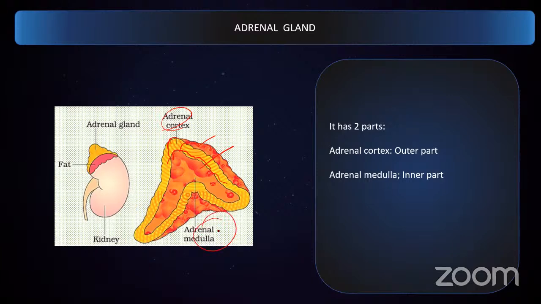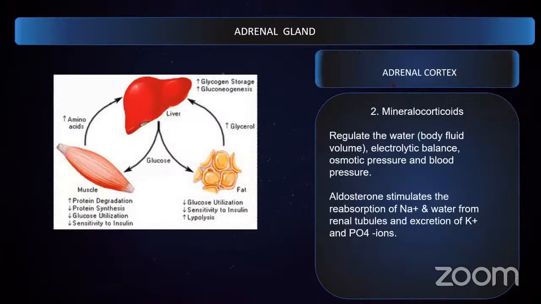Okay, so you might have heard about the adrenal gland. Let's start with the adrenal cortex. The adrenal cortex produces several important hormones. These are called corticoids. These corticoids have specific roles. For example, there are glucocorticoids, mineralocorticoids, etc.